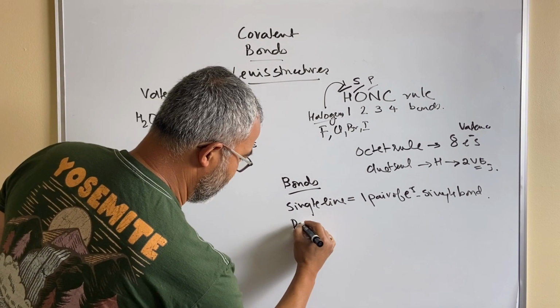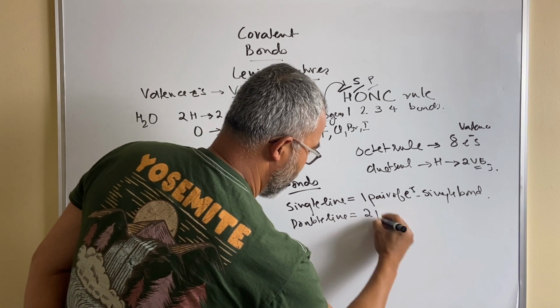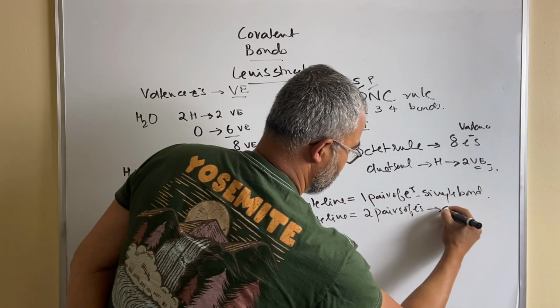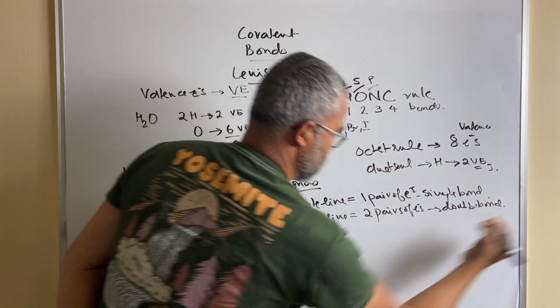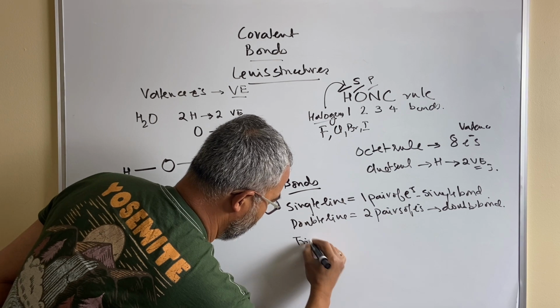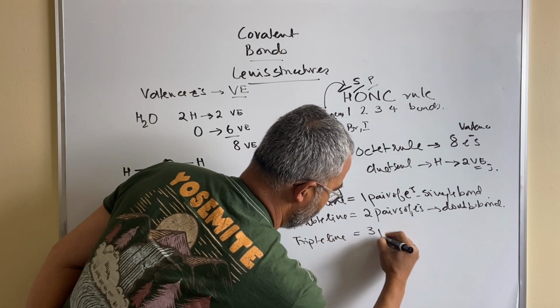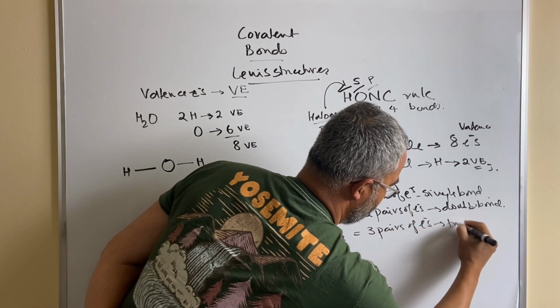A double line is two pairs of electrons, note, and it's called a double bond. A triple line is three pairs of electrons, called a triple bond.